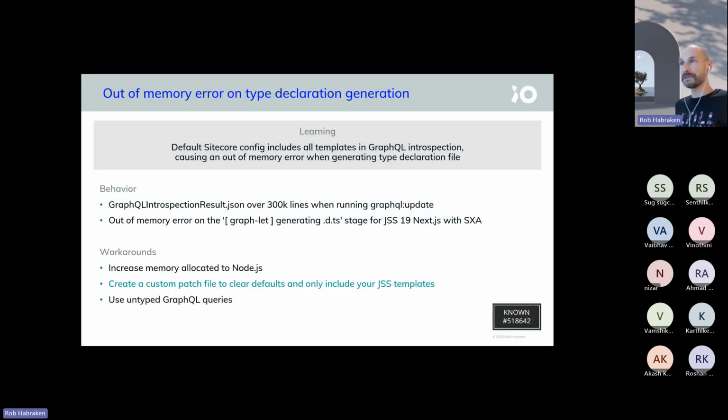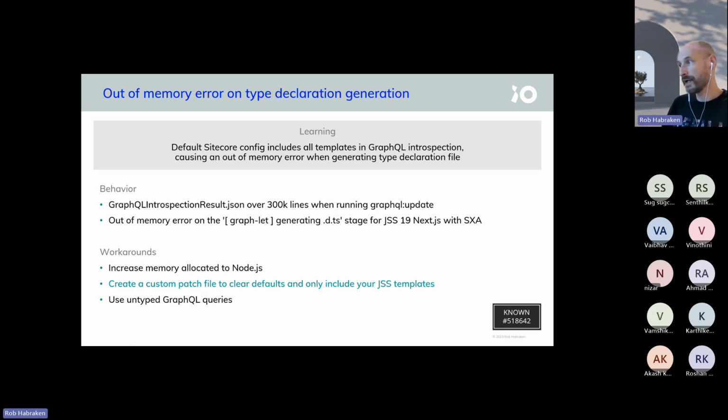So the first one we encountered is an out of memory exception on the type declaration generation, which is because the starter kit is using the GraphQL introspection mechanism. And what it does, it includes all of the data templates configured in Sitecore, which is quite a lot because it's using XM Cloud. And that means that you get a very big introspection result file. And that in itself, when running the GraphQL update command, is causing an out of memory exception.